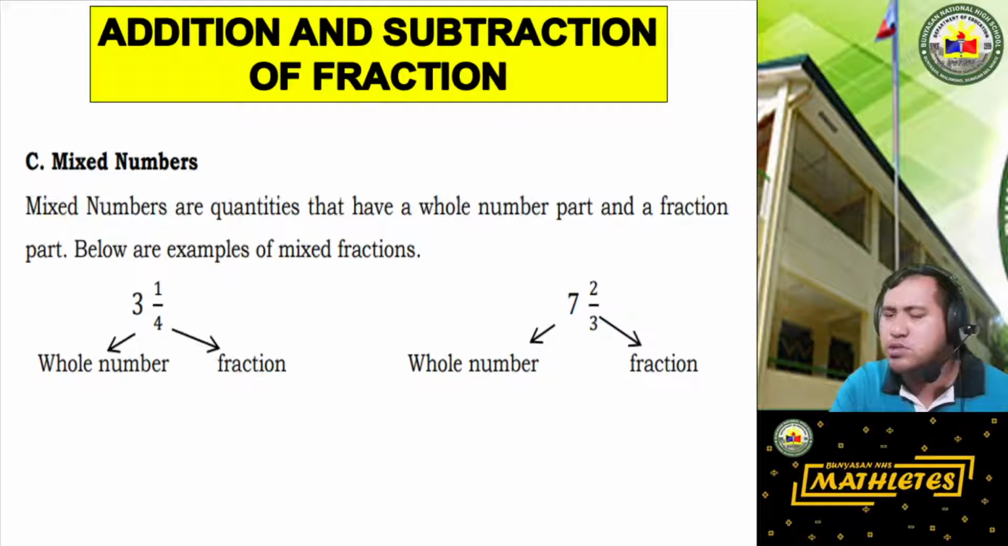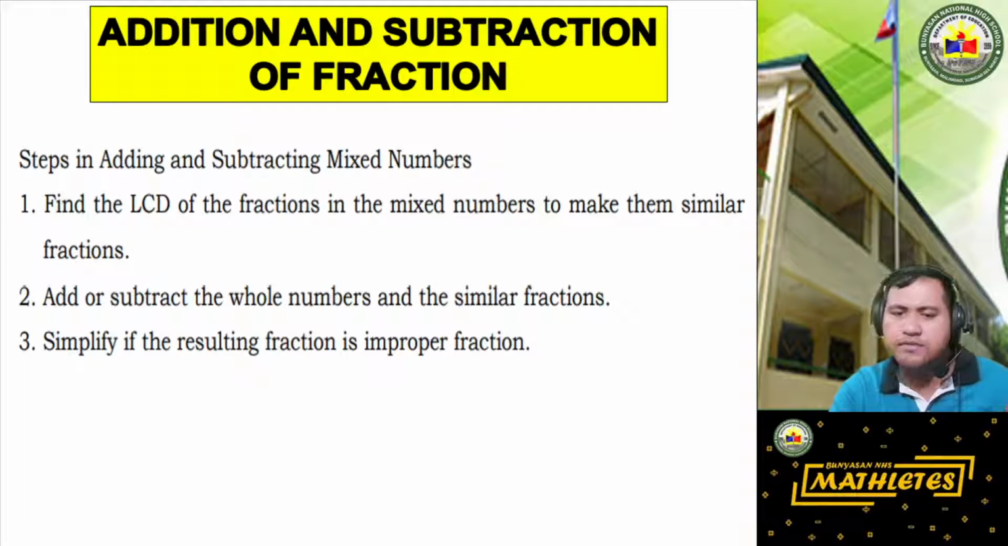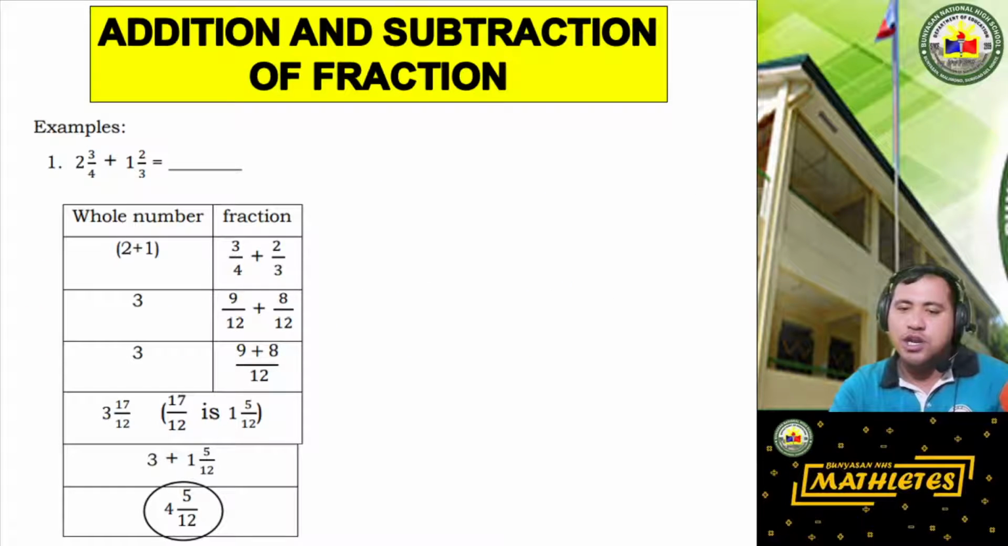Then how are we going to do the addition and subtraction of mixed numbers? So we find the LCD of the fractions in the mixed numbers to make them similar fractions. Add and subtract the whole numbers and the similar fractions, then simplify if the resulting fraction is an improper fraction. So, okay. So, ganito yan.